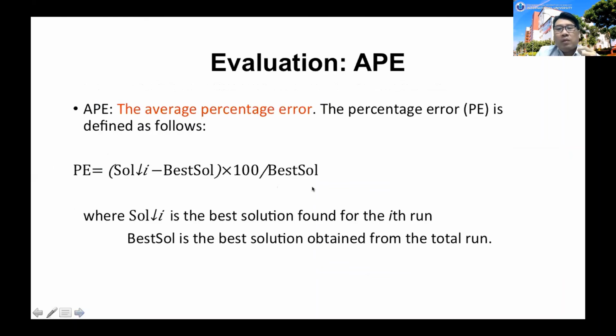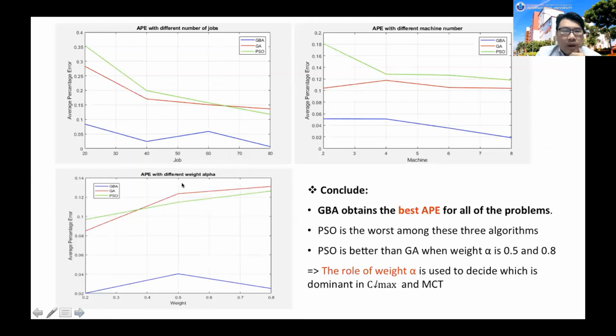And to evaluate the performance, we use what we call the average percentage error. If it is small, that will be better. The average percentage error is just this difference between the best solution in each run and the best known, and the smaller it is, the better. And here are some of the experimental results.